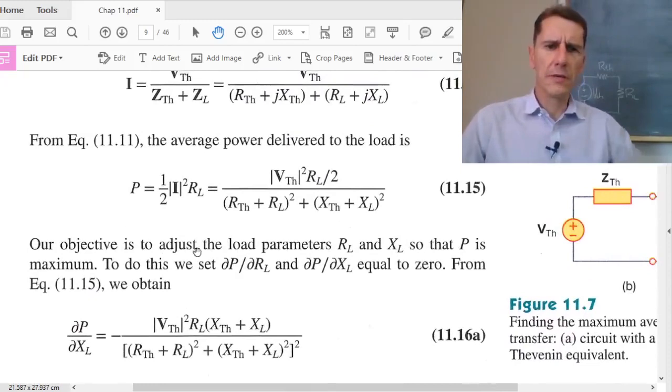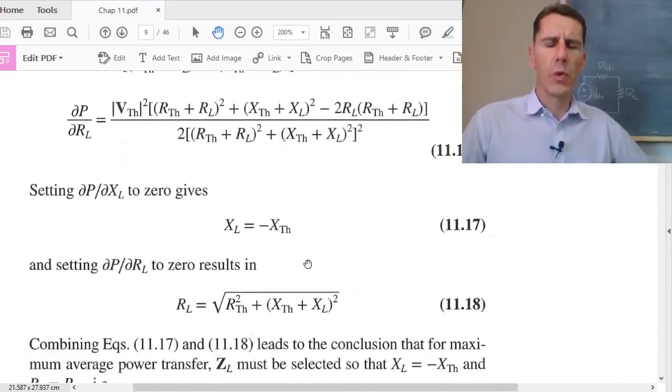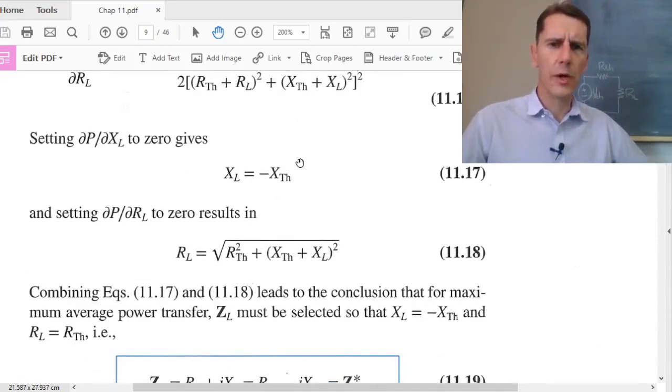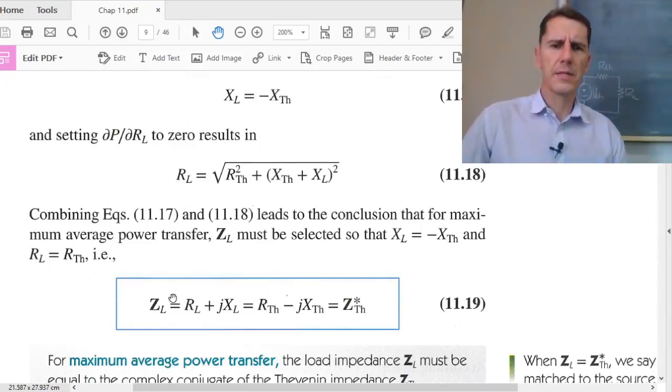Okay. Now, the objective is to adjust the load parameters RL, XL so that P is the maximum. How do we do this? We set the partial derivative relative to RL and relative to XL to 0. So I'm not going to go through the math. You can go through that. The bottom line of what we find is that you want your XL to be negative X Thevenin, and RL is this root that you have there. So in other words, here's the bottom line, your load impedance needs to equal R Thevenin minus jX Thevenin.